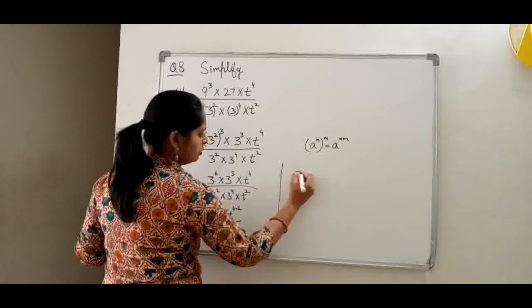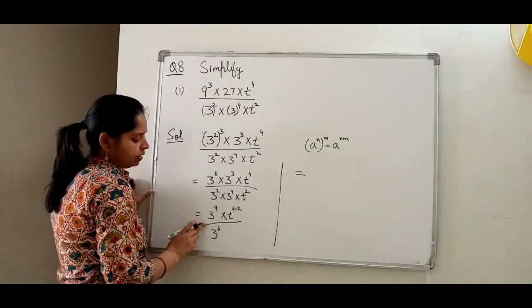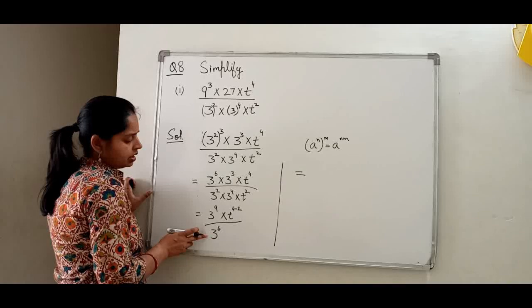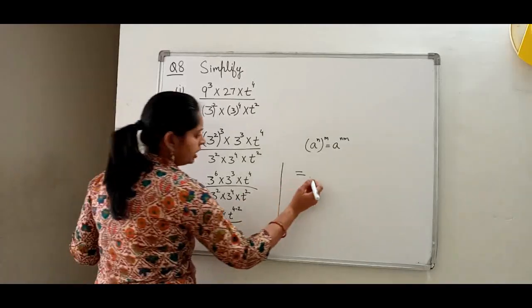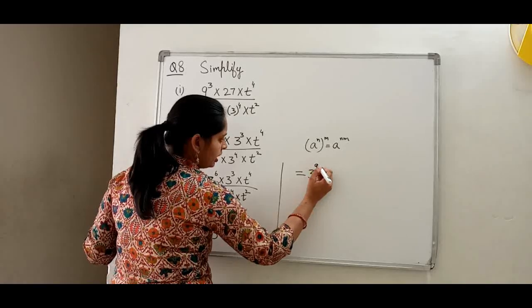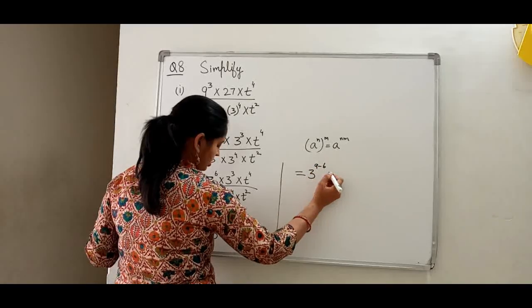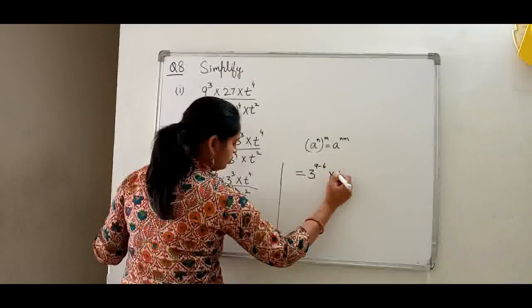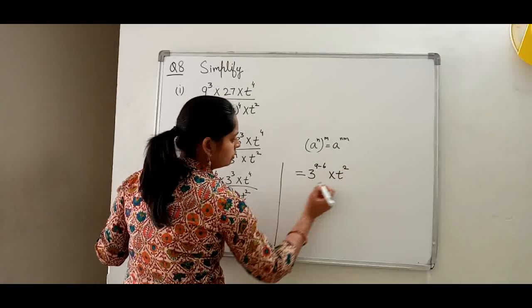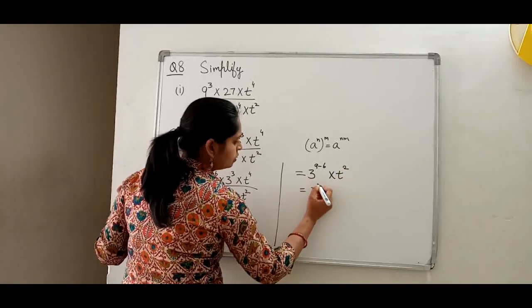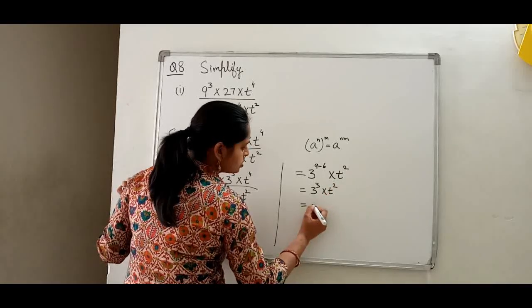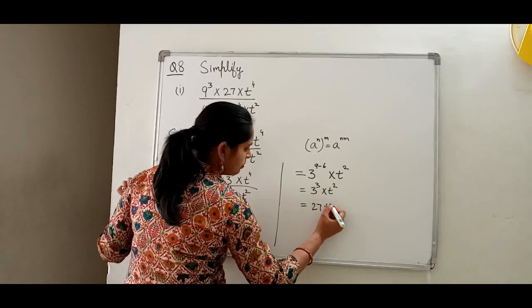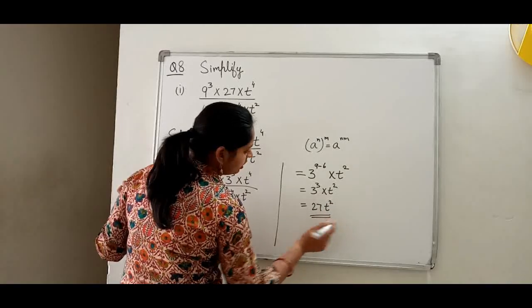It will be equal to 3 to the power, both are again having the same base, so powers will be subtracted because it is a division. So we have 3^(9-6) into t^2, which is equal to 3^3 multiplied by t^2, that is 27t^2 or t^2. This will be your answer.